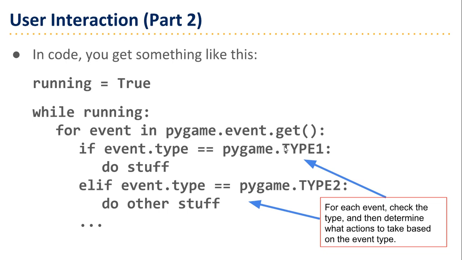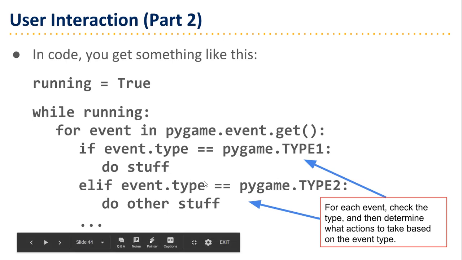And we just write pygame dot whatever event type, and we check whether the event equals this type. So maybe the event type is a key press, and we check whether it equals a key press, and it does. Then we'd go inside and we'd do something. We'd handle it in some way, and that's up to us.